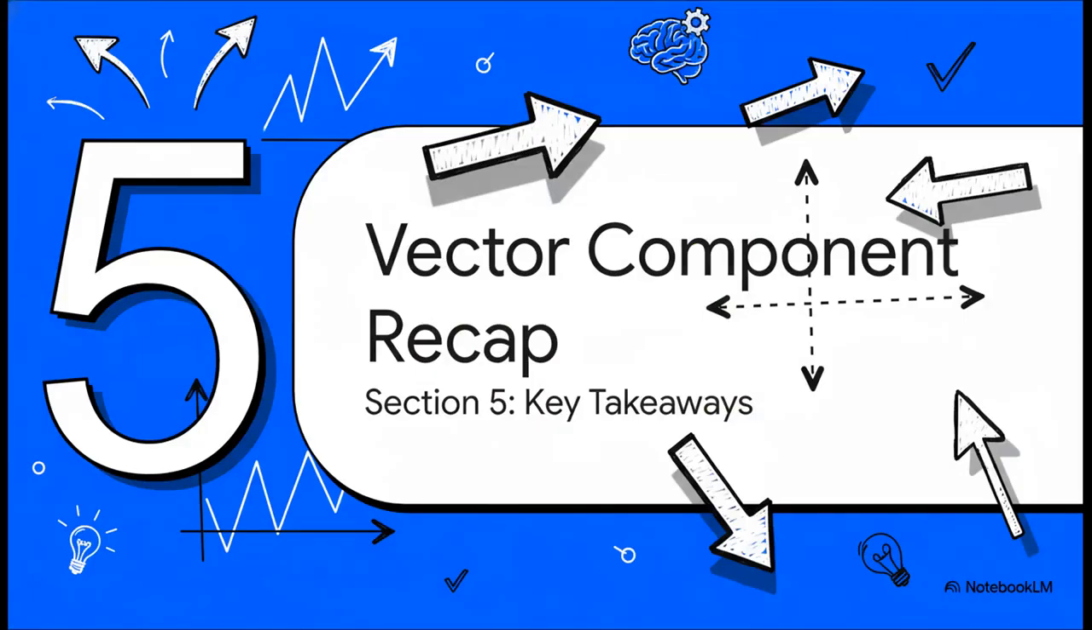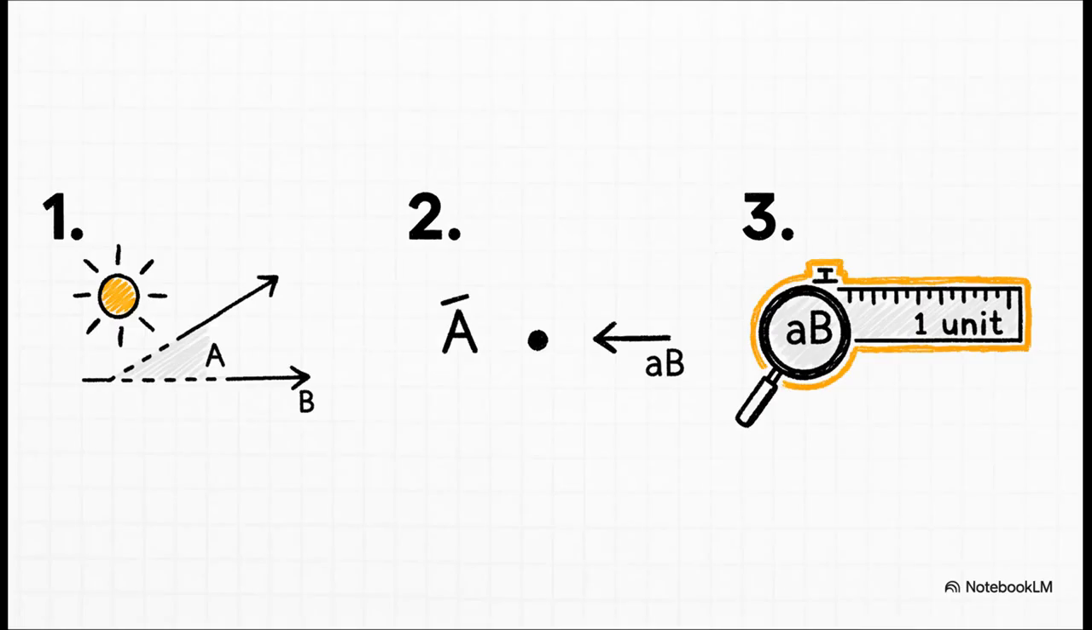Okay, let's lock this in. We covered a lot, but it all boils down to just a few key ideas. Let's do a lightning fast recap. Here are the 3 things you absolutely have to remember. Number 1, the component of A along B is just its shadow. That's the mental picture. Number 2, you find the length of that shadow with the formula A dot A_B. And number 3, the golden rule. Always use the unit vector as your perfect 1-unit ruler.